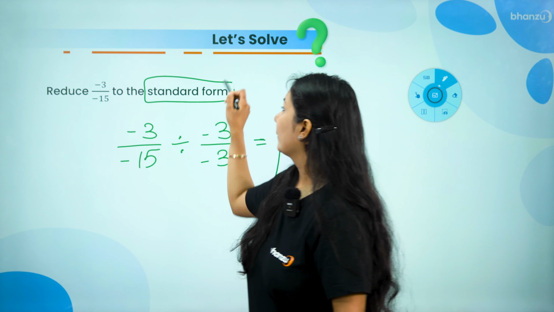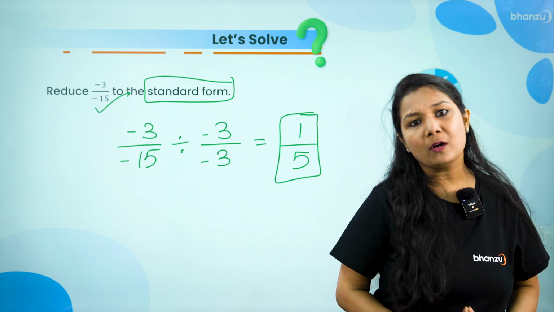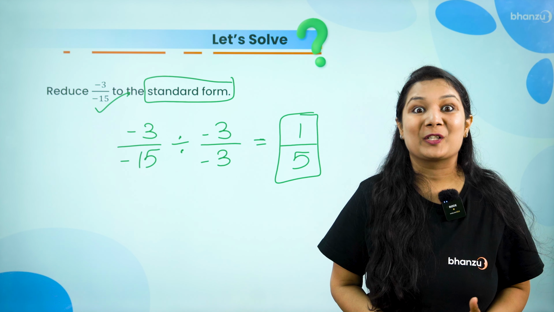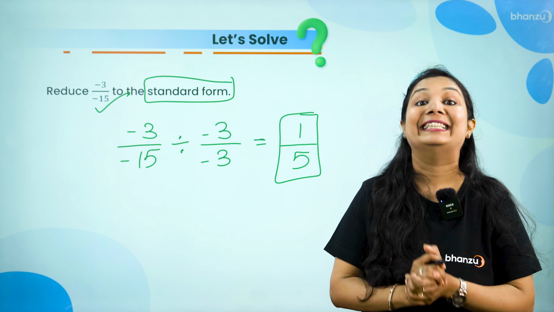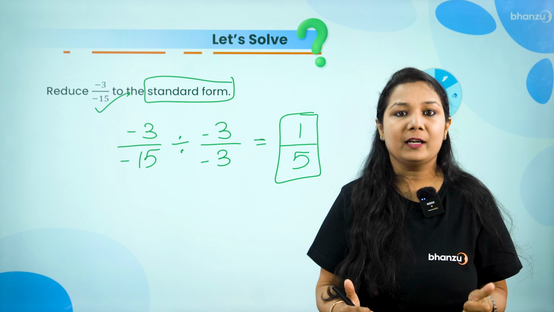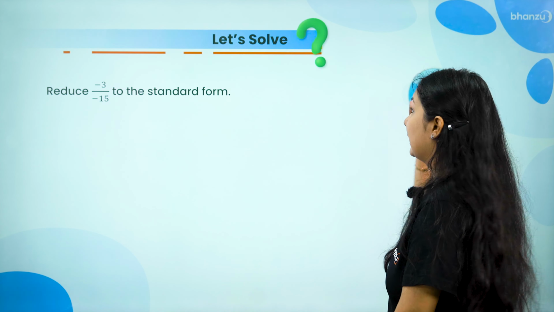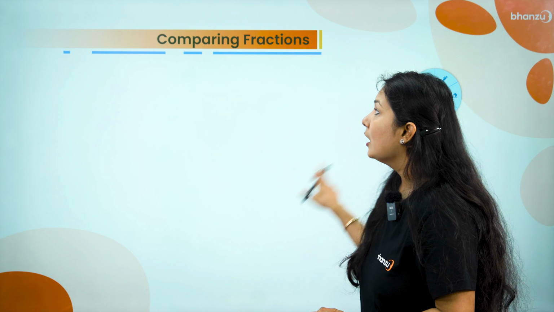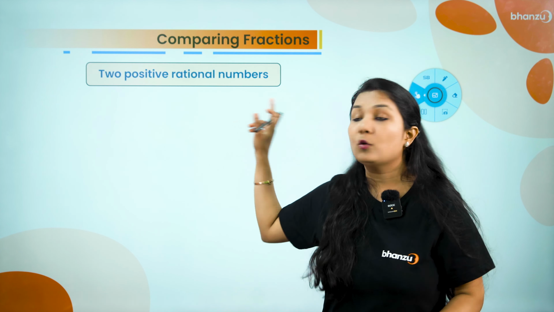Got it? So whenever you see that there is a negative sign in the denominator, always divide by the negative of its HCF, because that will make your denominator positive. Since here the numerator was also negative, our numerator also became positive in the standard form. Got it? Great, guys. Let's move ahead to comparing fractions now, but actually we are comparing two positive rational numbers.